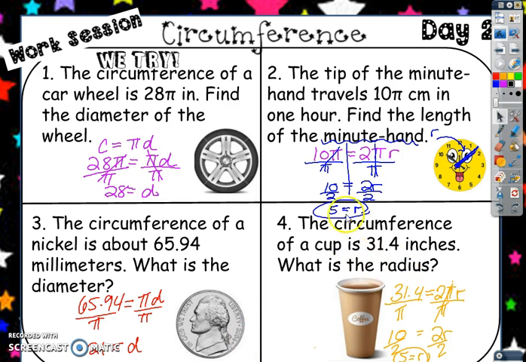Okay, finally number 4. The circumference of a cup is 31.4 inches. What is the radius? Again, since it's asking for the radius, we know that we need to use our C equals 2 pi r formula. We're going to plug in 31.4 for our C, as we did here. Ms. Slaymaker did 31.4 equals 2 pi r. She then divided by pi on both sides because that's step number 1. It canceled here and left us with 10 equals 2r. Last step, we divide by 2, which gives us 5 equals r. So the radius of our coffee cup is 5 inches.